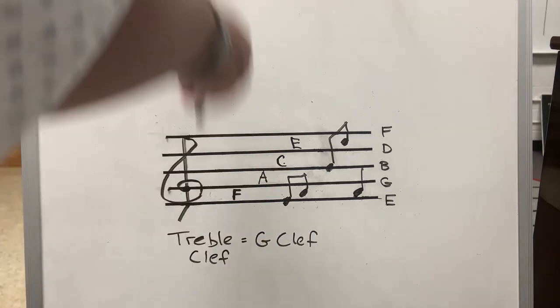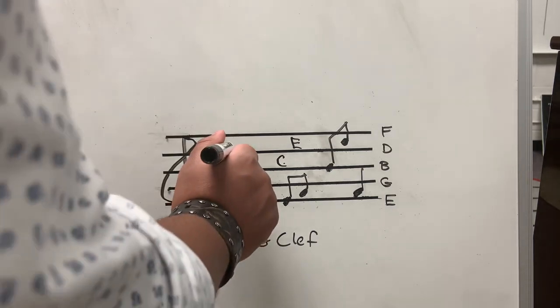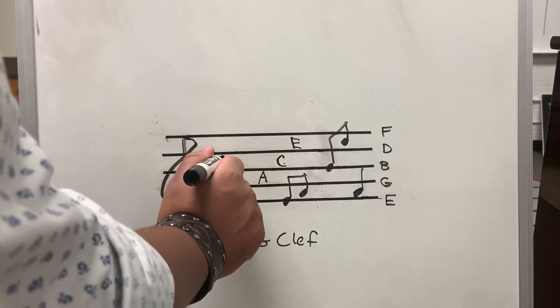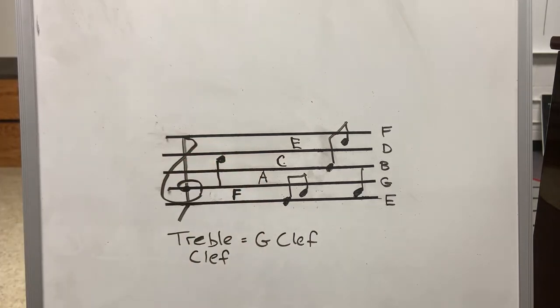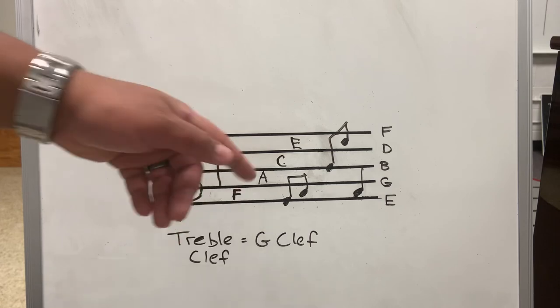Long story short, once you place any type of notes on a staff, you have just created a sound from them, okay? And now they sound like something, okay? Now they sound like something. And that is a C. It is in the space, a C space, okay?